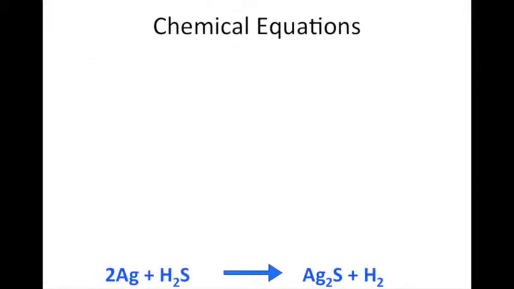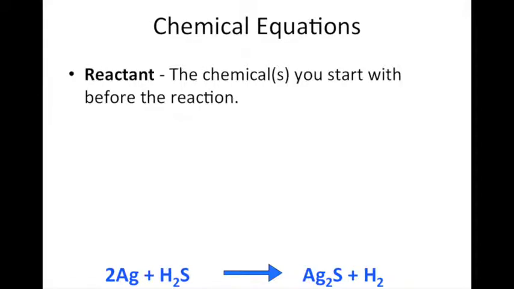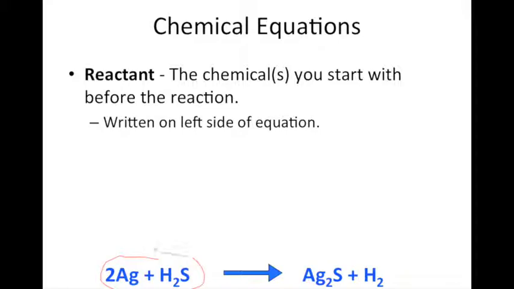So a chemical equation, let's look at some of the parts of it. First of all, chemical equations show us the reactants. The reactants are the chemicals that we start with before the reaction occurs, and those are going to be written on the left side of the equation. So in this little chemical equation, over here you can see silver and hydrogen sulfide. Those would be our reactants.